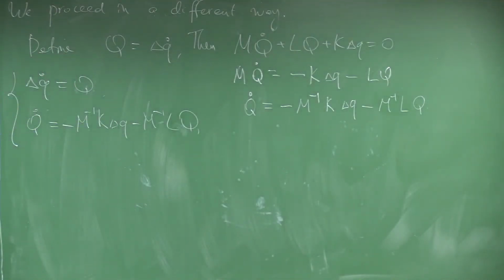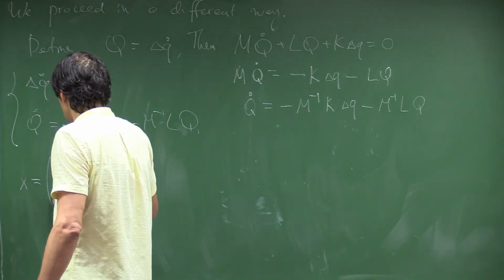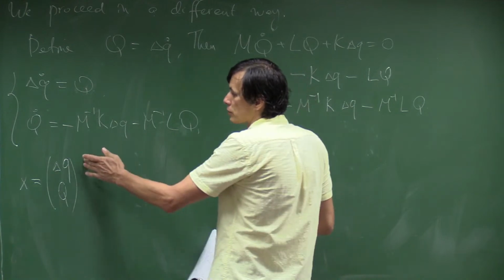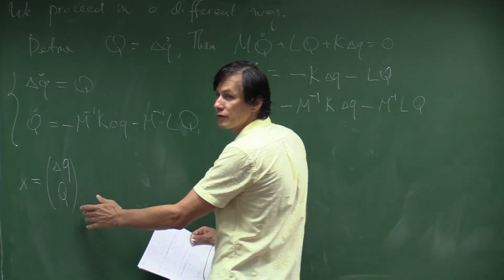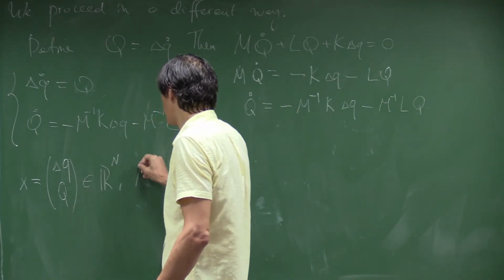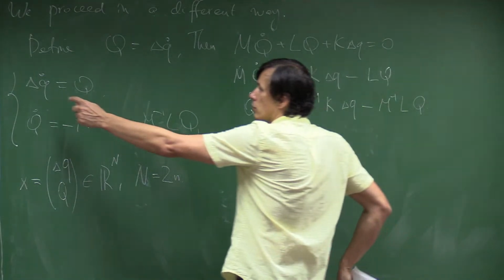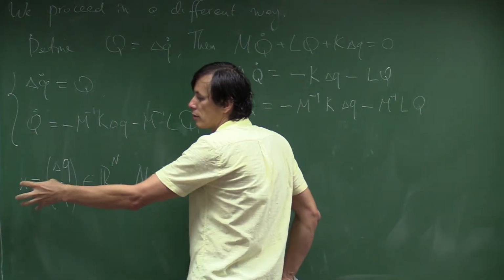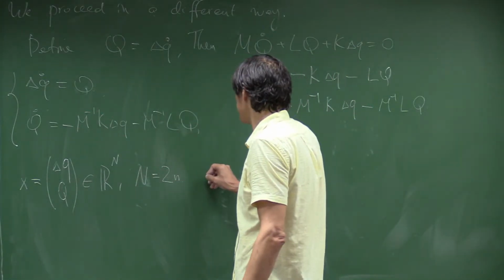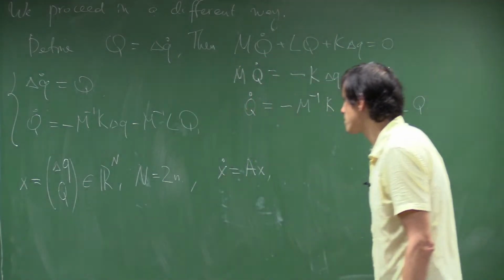So we have a system. The next step is we say that vector x will be a vector which is constructed by two vectors that you put on top of each other. So now it's in dimension, we call it capital N, so capital N is twice small n. We take vector of coordinates, vector of velocities, and put them together and form a single vector. And then we can write this system as x dot equals Ax, where A is a matrix.